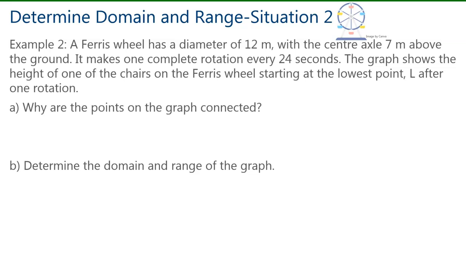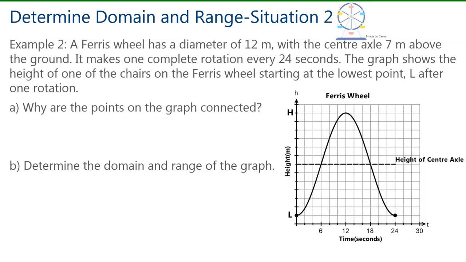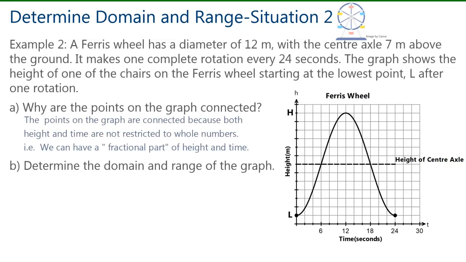Here's example 2. A Ferris wheel has a diameter of 12 meters with the center axle 7 meters above the ground. It makes one complete rotation every 24 seconds. The graph shows the height of one of the chairs on the Ferris wheel starting at the lowest point, capital L, after one rotation. Part A says, why are the points on the graph connected? The points on the graph are connected because both height and time are not restricted to whole numbers. That means we can have a fractional part of both height and time.